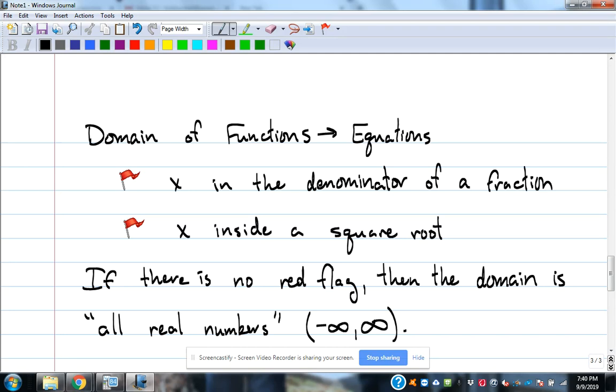Everybody starts there. Before you start working a problem, you're saying, okay, the domain, before I look at it, we're going to assume it's negative infinity to positive infinity. It's all real numbers. Okay, we'll assume that at the beginning, and then we look for the red flags. If there's not a red flag, then the domain stays that. If there is a red flag, there are certain things that we need to do. Okay, so we're going to go through what do you do if there is a red flag on that.